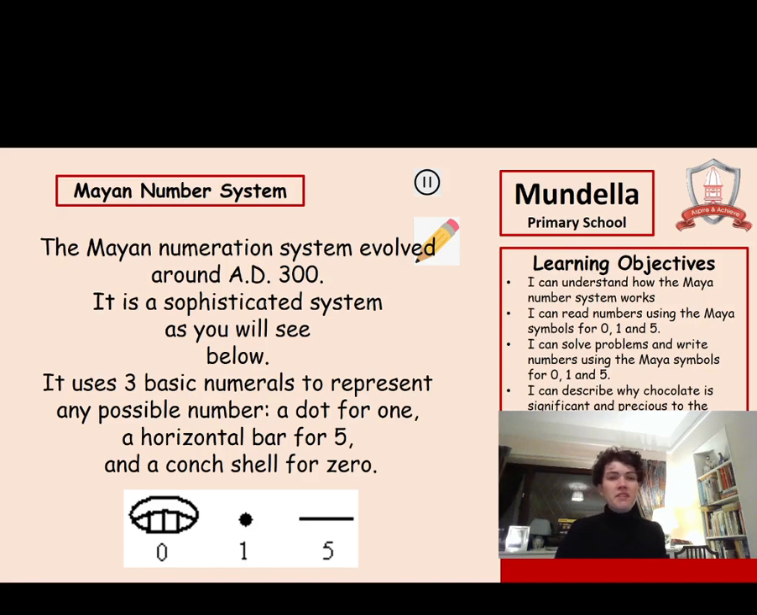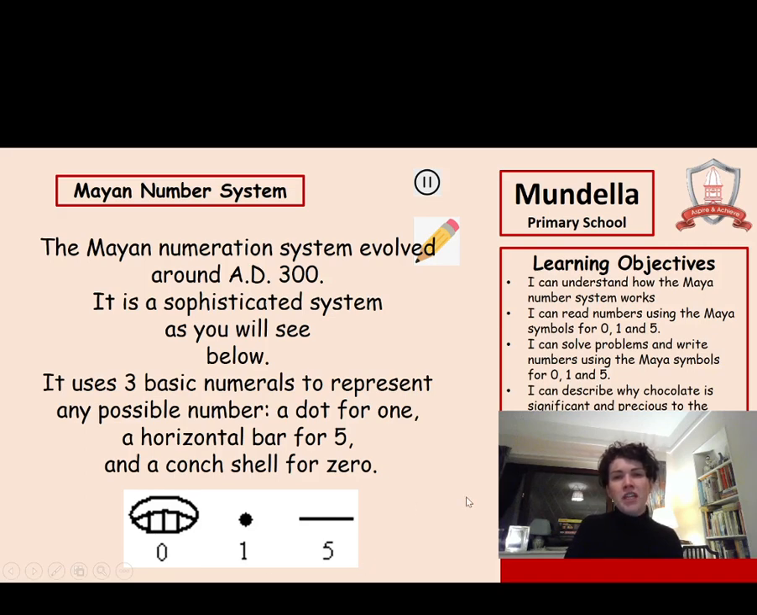So, the Maya number system. The Maya numeration system evolved around AD 300. It is a sophisticated system, as you're going to see. It uses 3 basic numerals to represent any possible number. Quite incredible actually that there are only 3 basic numerals. So they have a dot for 1, a horizontal bar for 5, and a conch shell for 0, so it's a bit like a shell. So those are the 3 numerals that you're going to be looking at. Okay, so we've got 0, 1 and 5.